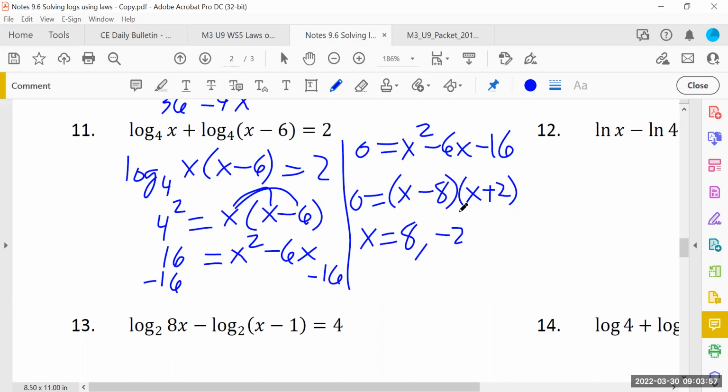The negative 2 does not work because if I plug it back in here, I get log base 4 of negative 2 plus log base 4 of negative 8. Neither of those evaluate. I cannot get answers for those. The negative 2 is no good. That is going to be on the test. There's going to be one exactly like that on the test. Okay. You need to be able to factor, solve, and eliminate the one that doesn't work.